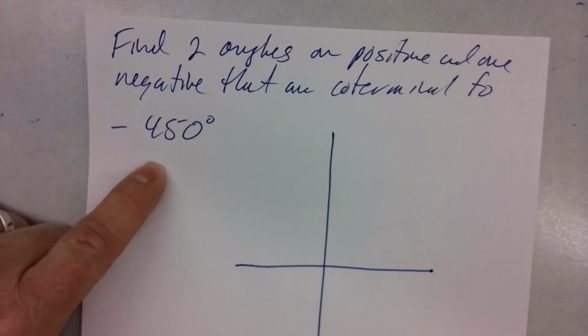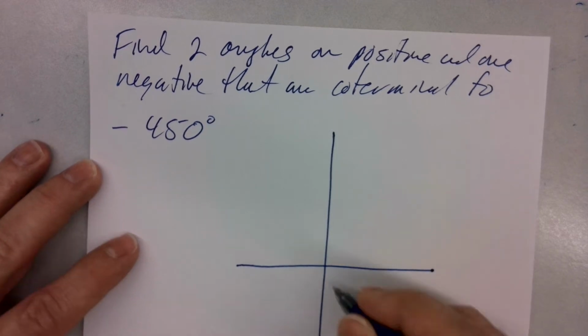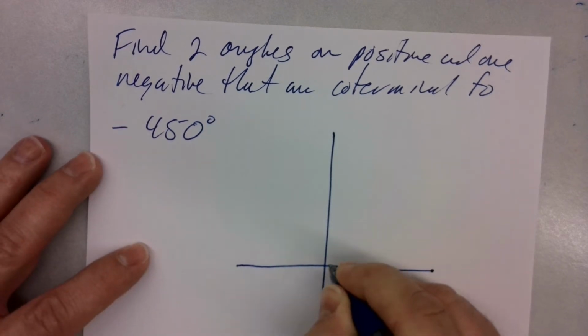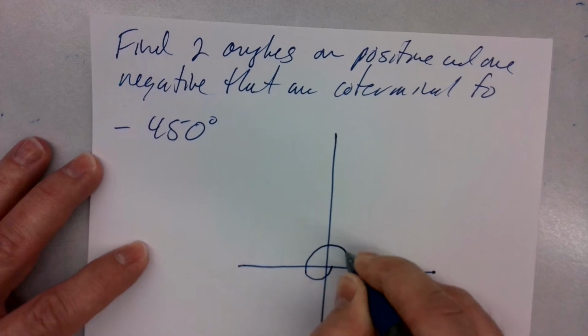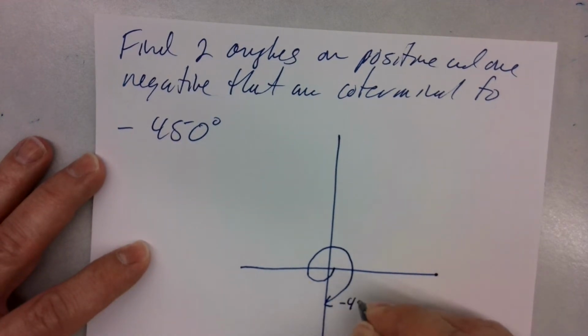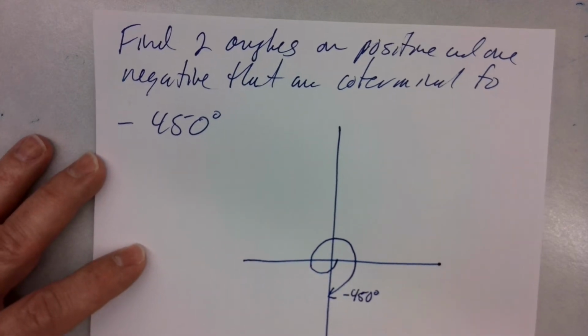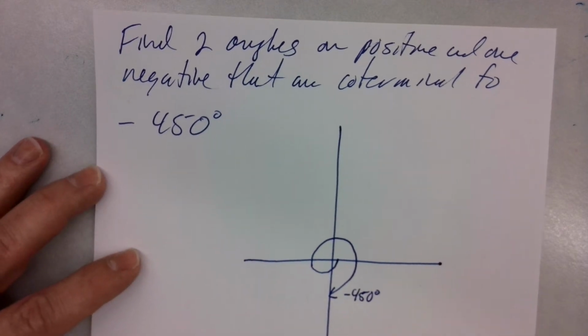Okay, who knows where negative 450 is at? It's on the y-axis on the bottom. So it's going to go all the way around and then hit right there, like that. Is that negative 450? Yeah. Okay.